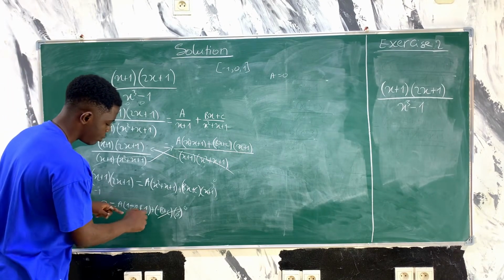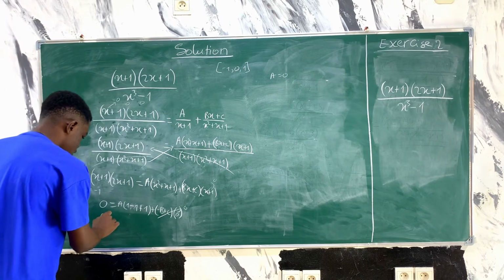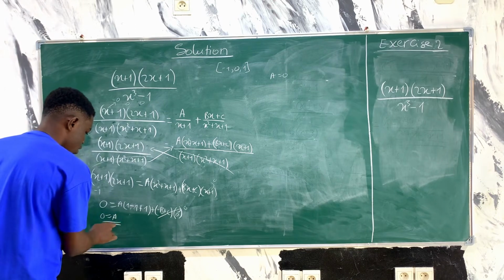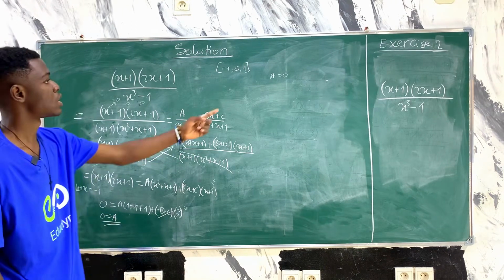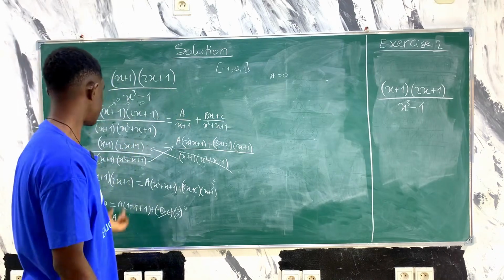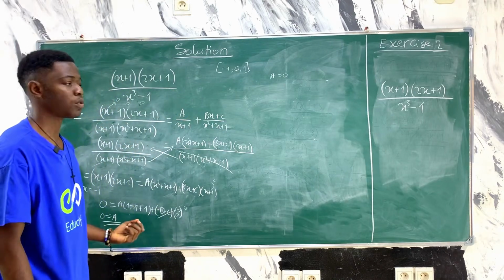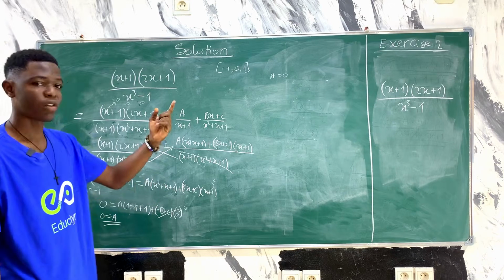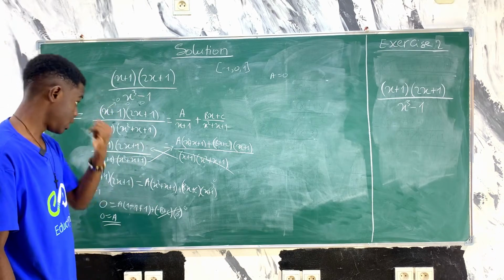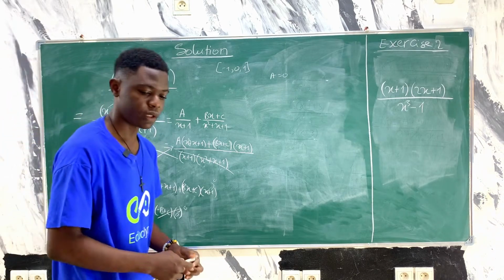1 minus 1 is 0. 0 plus 1 is 1. You can see that 0 is equal to a. So a is 0, just as we did it with our cover-up method. We can see that a is actually 0. So the cover-up method is really way simpler. So with a being 0, we can proceed and find b and c.